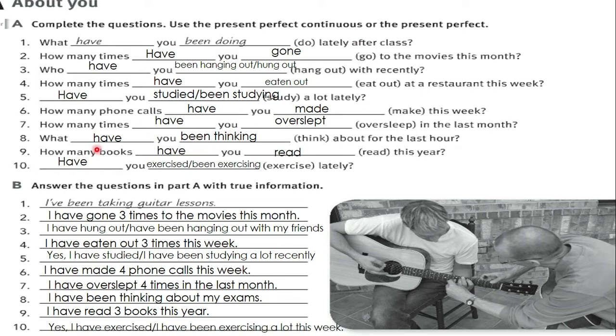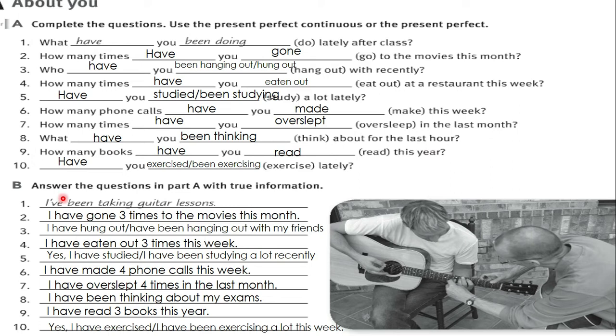How many books have you read this year? How many is used with present perfect. And number 10, have you exercised or have you been exercising lately? You can use both because you're using lately. Okay? Now answer the questions.